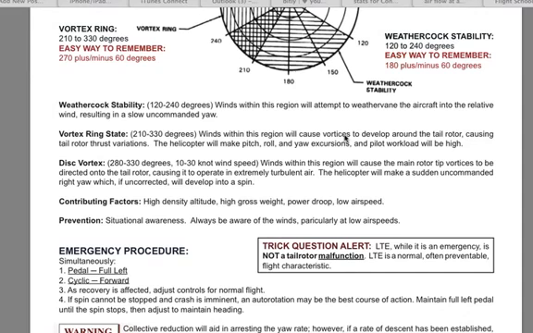If you happen to be in a spin, and the spin cannot be stopped and a crash is imminent, an autorotation may be the best course of action. So maintain full left pedal until the spin stops, then adjust to maintain the heading. Obviously, you guys know that the first two that are underlined are what you have to know. You've got to know that stuff verbatim. Steps 3 and 4, those are extra credit. They're going to tell you that you don't have to know that stuff, but I tell you what, if you get into this, it's probably best to know this stuff.